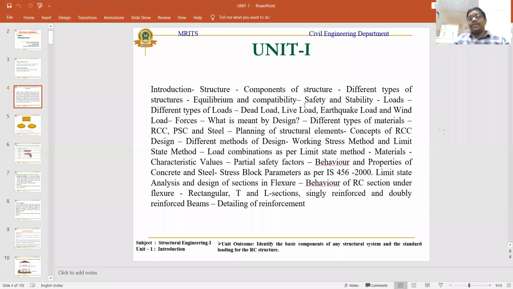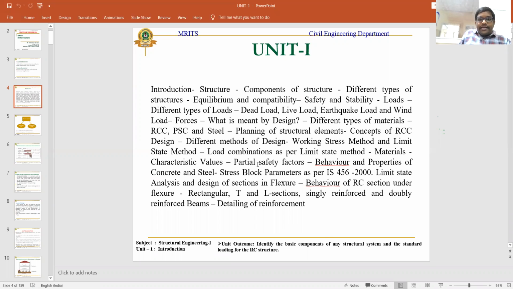In addition to this, we must consider the safety factors also, according to the IS 456 2000 code book. So 1.5 times of dead load and live load we must consider, and 1.0 times of dead load or live load, that also we must consider from the guidelines of IS 456 2000.